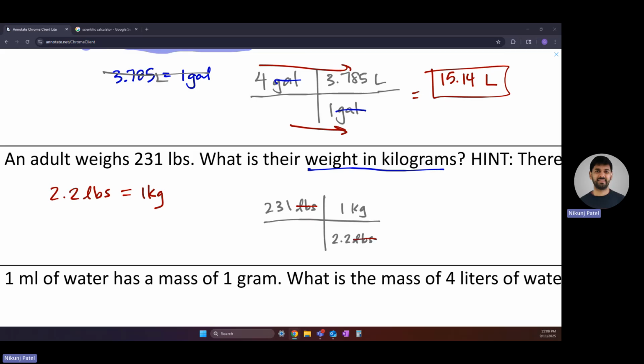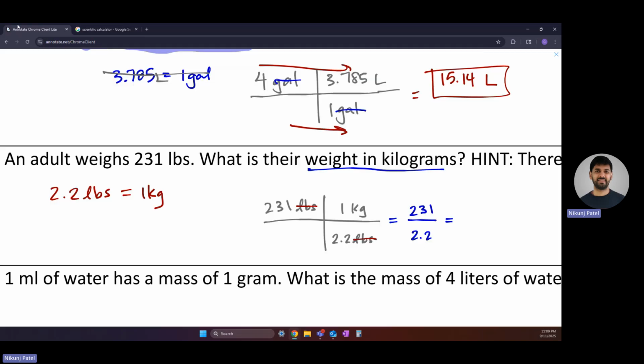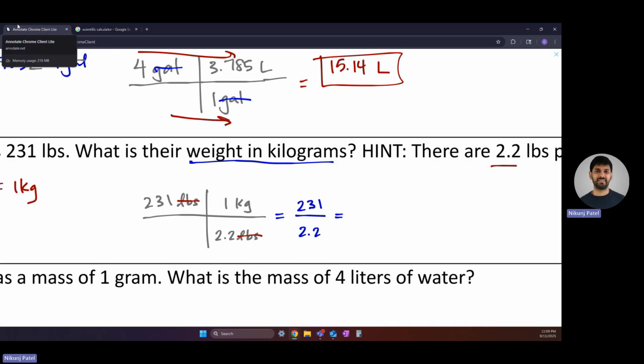Cancel, cancel. Now when we do this, you're going to multiply across the top, and across the bottom there's nothing else to multiply, so we'll just be doing 231 times 1, which is 231, divided by 2.2. And then when we simplify that fraction, 231 divided by 2.2, we get 105. So our answer here is 105 kilograms.